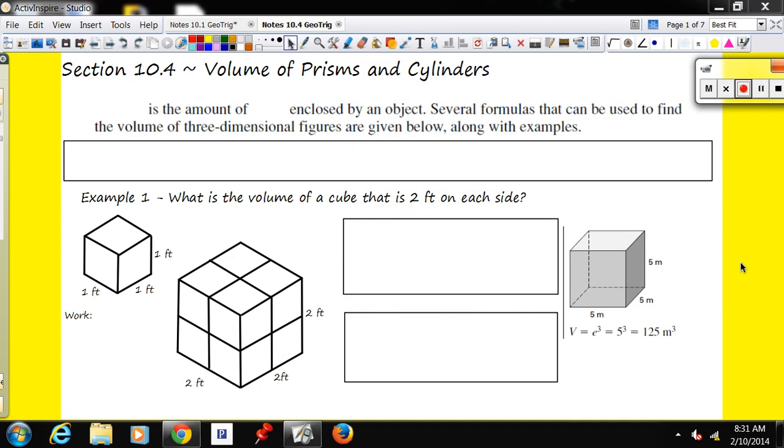Section 10.4. We're going to do volume of prisms and cylinders. Okay, so volume is the amount of, and the second blank is space.